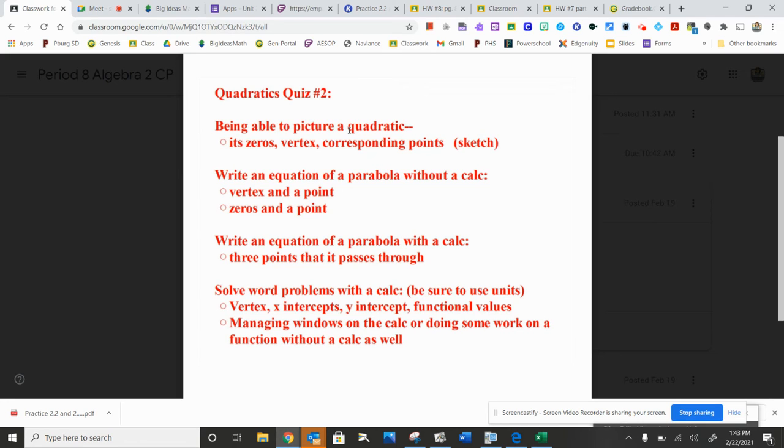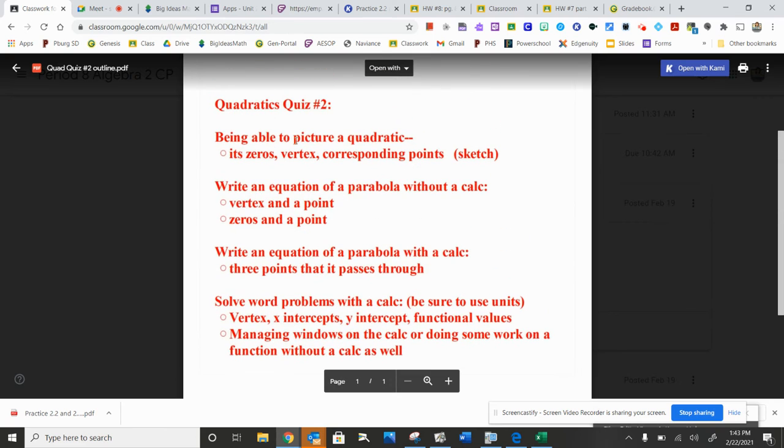You do need to be able to manage the window on your calculator. And it might be a good idea to do some work on a function, like find its vertex, -b over 2a, and find that value, plug it in, see what you get. That's your vertex. So if you're having trouble seeing it on your calculator because your window is not adjusted, then take a little extra time to figure out what the vertex is. And if it's really, really high up, then that means you need to adjust your window so that you can see those things. So that is what will be on your quiz tomorrow.